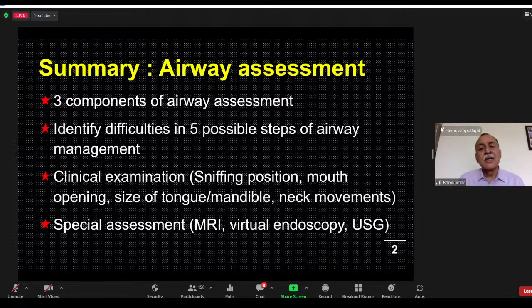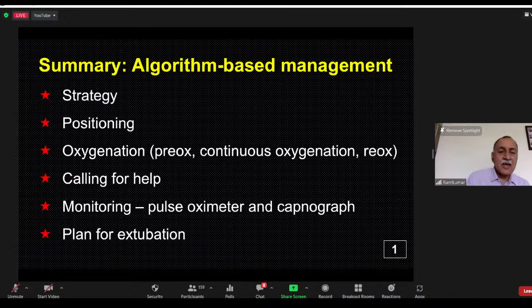The clinical examination we divided into sniffing position, mouth opening, the relative size of tongue and the mandible, and the neck movements. These are all the various subparts of airway assessment that we look for. I also very briefly said that in the current day practice of anesthesia, we need to look at special assessment techniques such as magnetic resonance imaging or CT scanning, virtual endoscopy, and ultrasonography in assessing static and dynamic assessment of the airway.